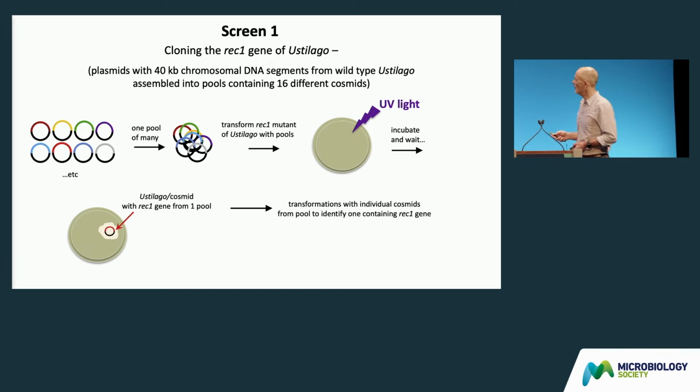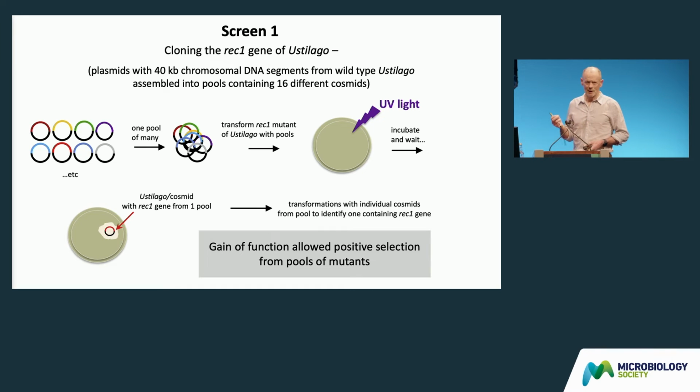What I want to emphasize is the fact that this screen involved gain of function and positive selection from pools of mutants. I didn't really think about this very much at the time. It was very straightforward. None of us would pay any attention to this now. And I think it possibly lodged in the back of my mind the idea of using pools and thereby exploiting my inherent laziness. And there it was left. I didn't do much more work on recombination.